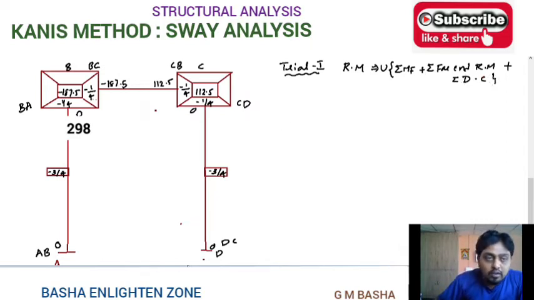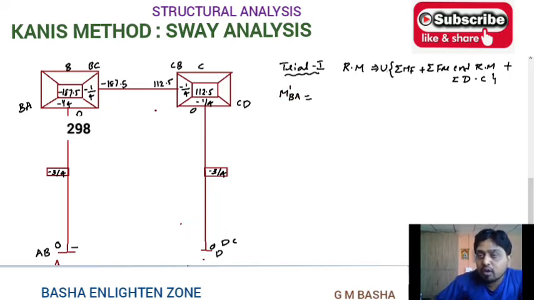I will tell you. We already solved so many problems, where we are finding rotation moments only for the joints and connecting members, that is BA, BC and CB and CD. We are not calculating rotation moments at the end positions, AB and DC. We are finding rotation moments only exactly at the joints, that is BA, BC, CB and CD. Therefore I am taking rotation moment for BA.